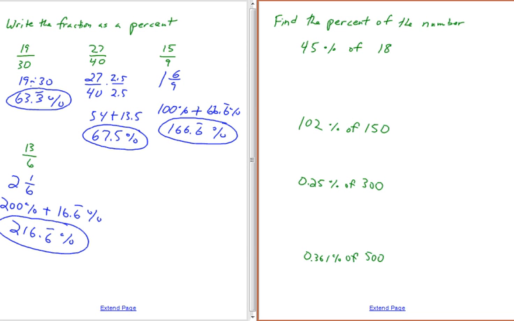All right, so with the percent of, so find the percent of the number, so 45% of 18. So, now listen, I don't want to use calculators, please, all right? So the way I would do one like this is kind of combine the percentages.